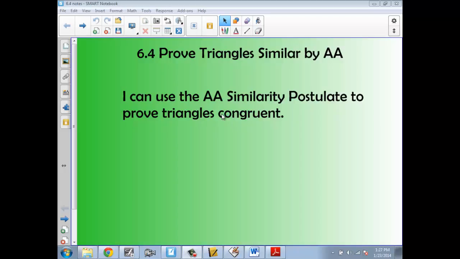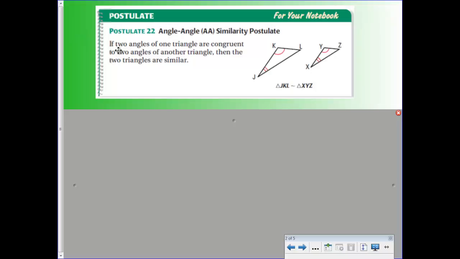And that theorem that we're talking about today is called the AA similarity postulate. What's AA stand for? Angle, angle. We're talking about the angle-angle similarity postulate to prove that triangles are similar. Not congruent, similar. The angle-angle similarity postulate says this. If two angles of one triangle are congruent to two angles of another triangle, then the two triangles are similar. Not necessarily congruent, but they're just similar.